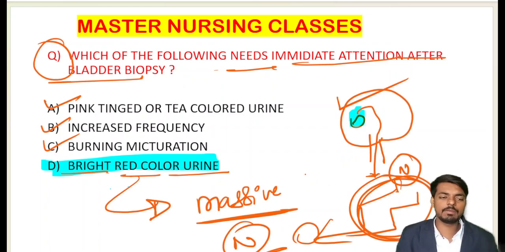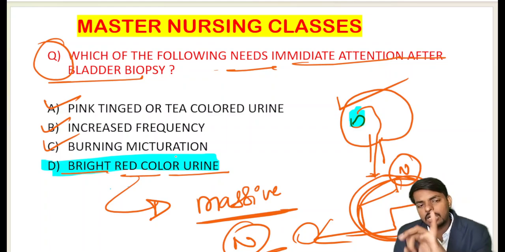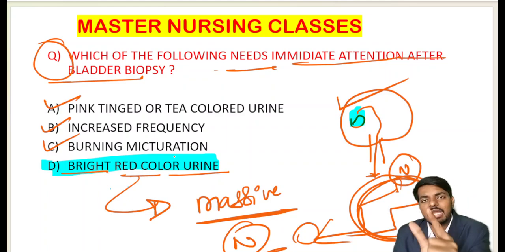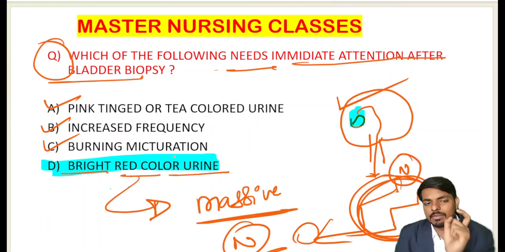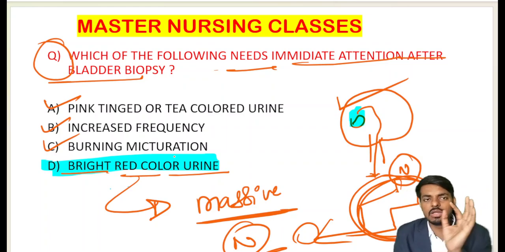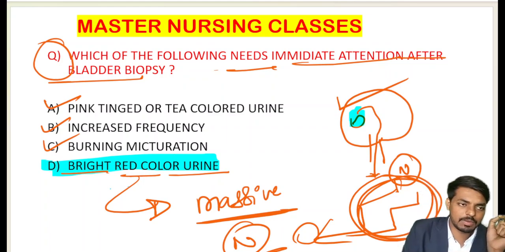Very importantly, keep in mind that pink-tinged or tea-colored urine, increased frequency, burning micturition, and leg cramps are normal after a bladder biopsy, whereas bright red colored urine indicates active bleeding from the bladder, which needs immediate attention, and we need to inform the primary healthcare provider.